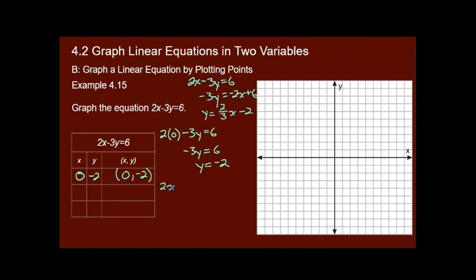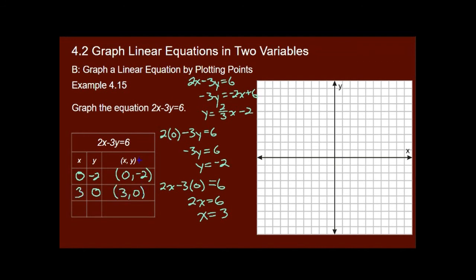So I get 2x minus 3 times 0 is equal to 6. Negative 3 times 0 is 0. That whole term disappears, so I get 2x is equal to 6. Divide both sides by 2. x is equal to 3. So I said y is 0. That means my x is 3, and my ordered pair is (3, 0).